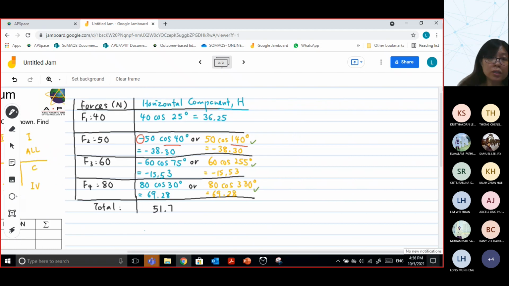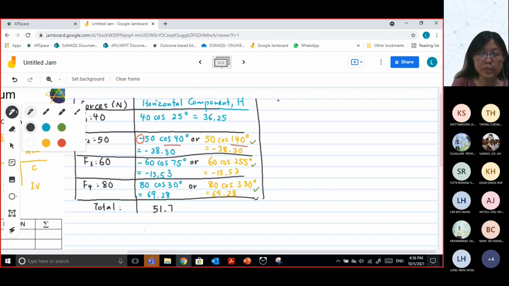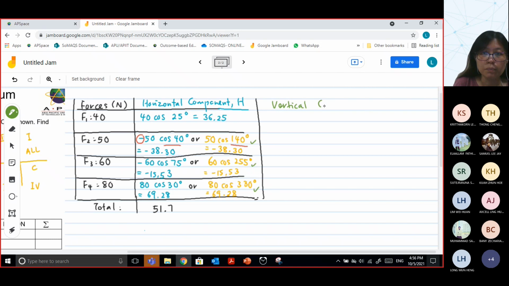So to calculate the vertical component, basically it is the same. Of course, you can also choose the basic angle, or you can also choose the angle measured from the positive x-axis. You just need to change the cos to sine when you calculate for the vertical component.